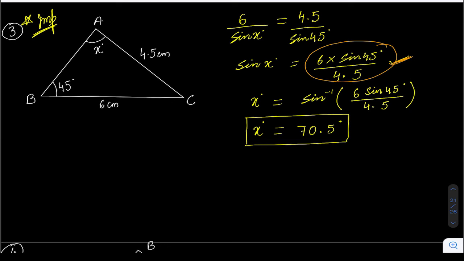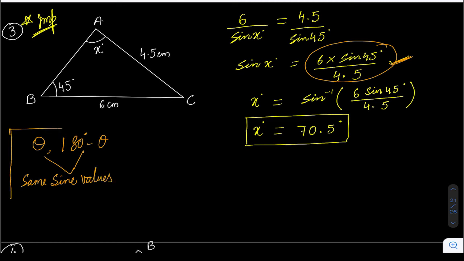Now, to find the other answer, there are a lot of ways. You can use the sine graph, you can use the formula, or you can just draw the triangle, since there are two possible values of the angle. But what I find the easiest is to just remember this thing: theta and 180 degrees minus theta give the same sine values. Just remember this. This will do all the tricks. You don't have to do anything else.